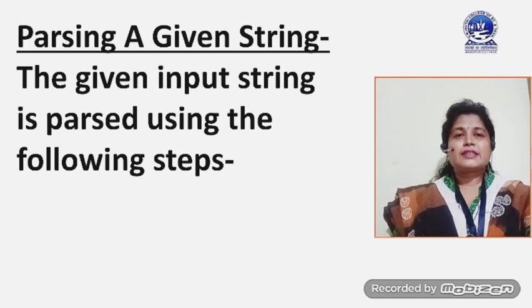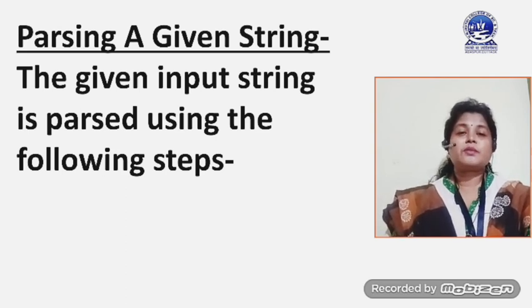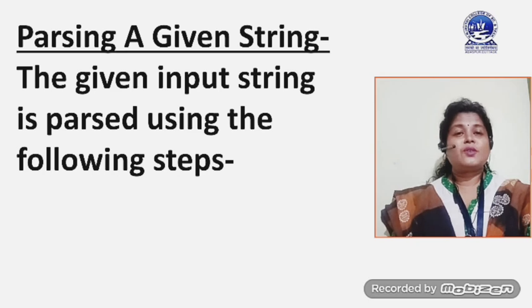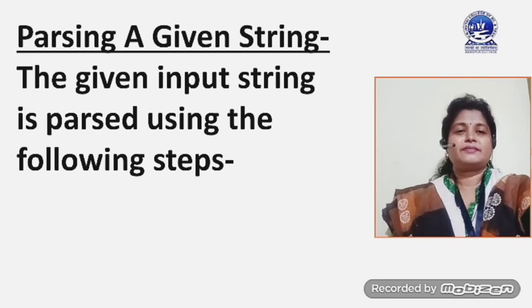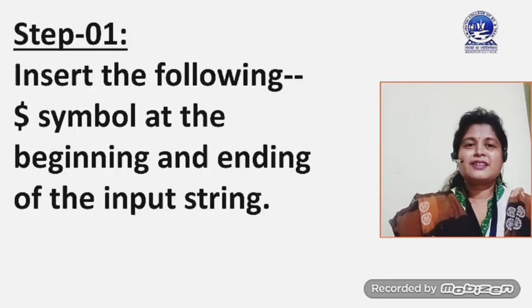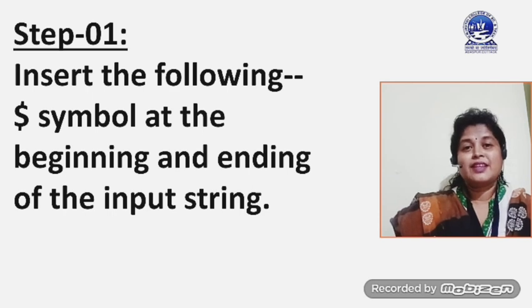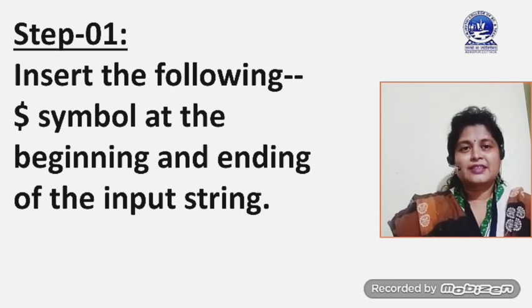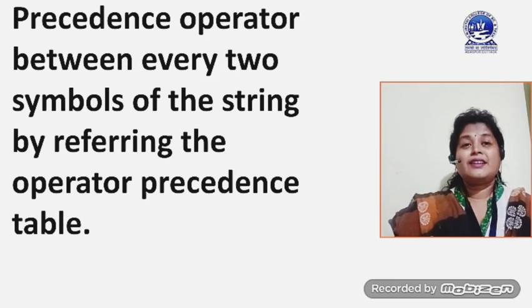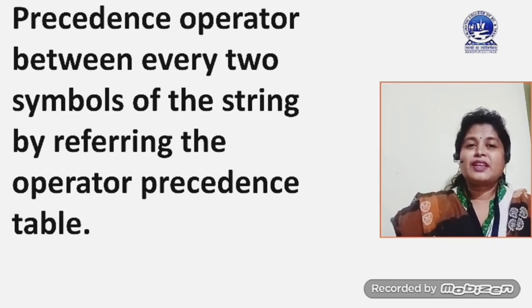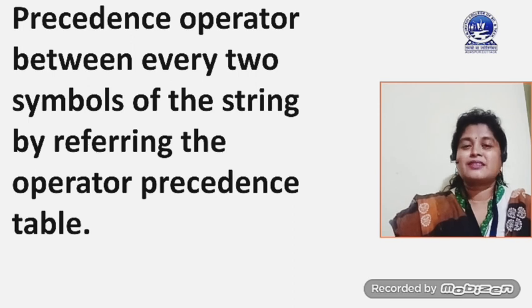Now we will discuss how parsing is performed by using so many steps. The given input string is parsed using the following steps. Step 1, insert the following. What we will insert? We will insert the dollar symbol at the beginning and end of the input string, and the precedence operator between every two symbols of the string by referring to the operator precedence table. It is the first step.